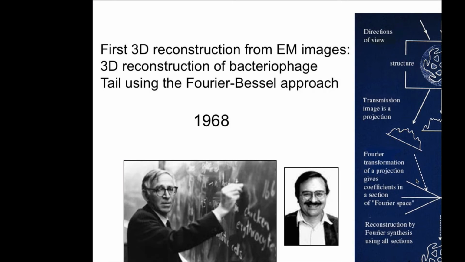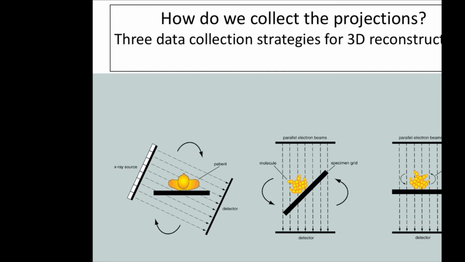Okay, so Aaron Klug and David DeRosier performed a three-dimensional reconstruction on the bacteriophage tail. It was a relatively easy structure because it's helical and the single view was already sufficient. So now, from that we know that we need multiple projections in order to get a 3D structure. And here are different data collection strategies for 3D reconstruction.